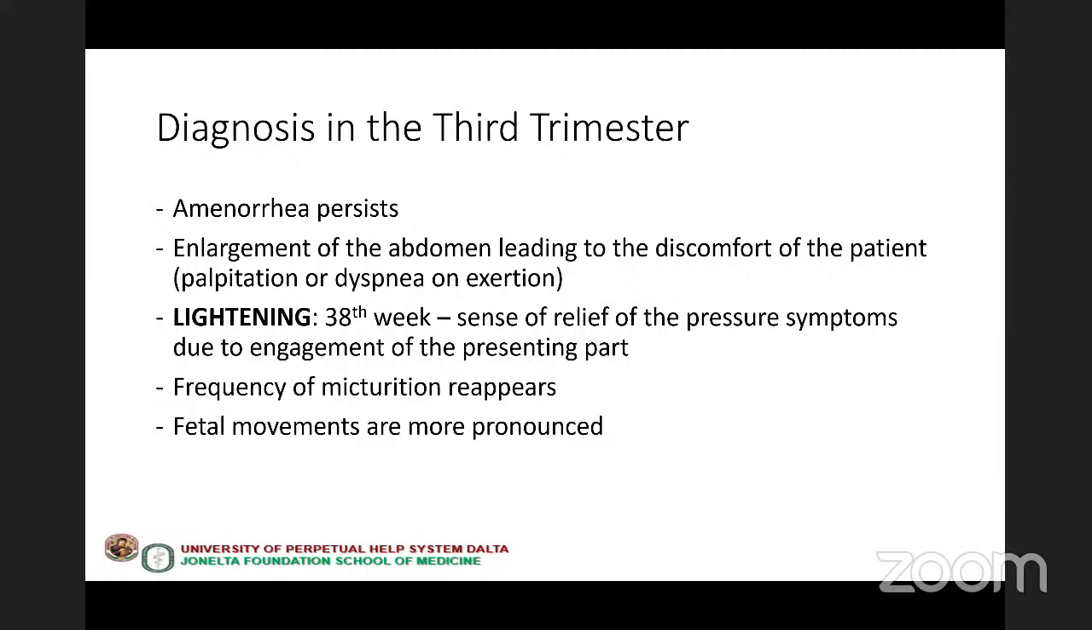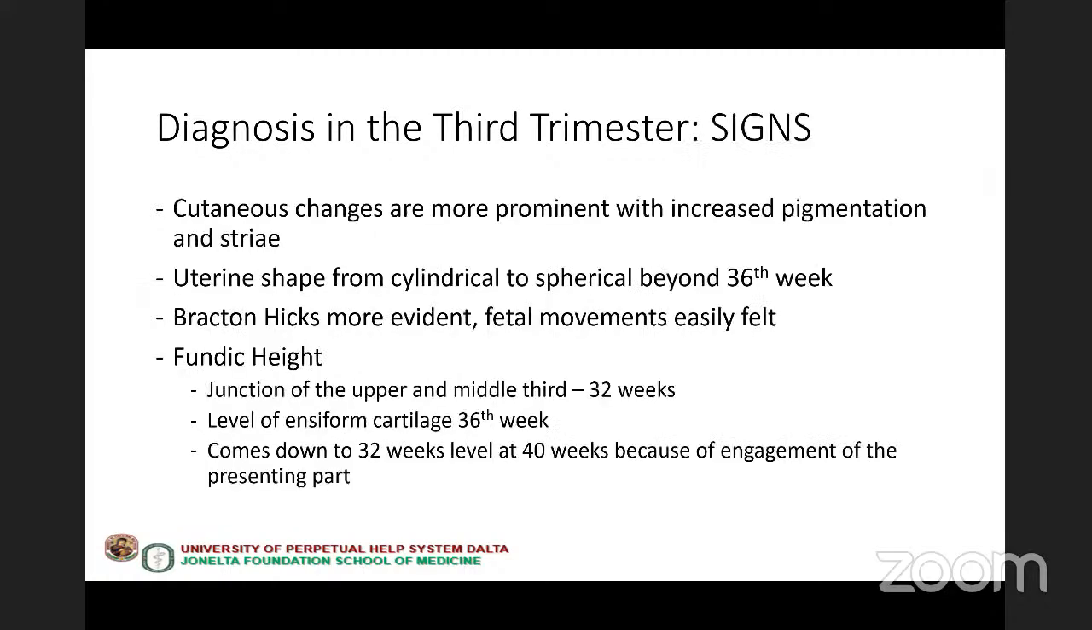There's frequency of micturition. Now, because the abdomen is so enlarged, your bladder becomes compressed already. And of course, your fetal movements are more pronounced. So what are the signs? You have your skin changes, but are more prominent with increased pigmentation and striae. Your uterine shape becomes cylindrical to spherical beyond the 36th week. More evident Braxton Hicks, more evident fetal movements.